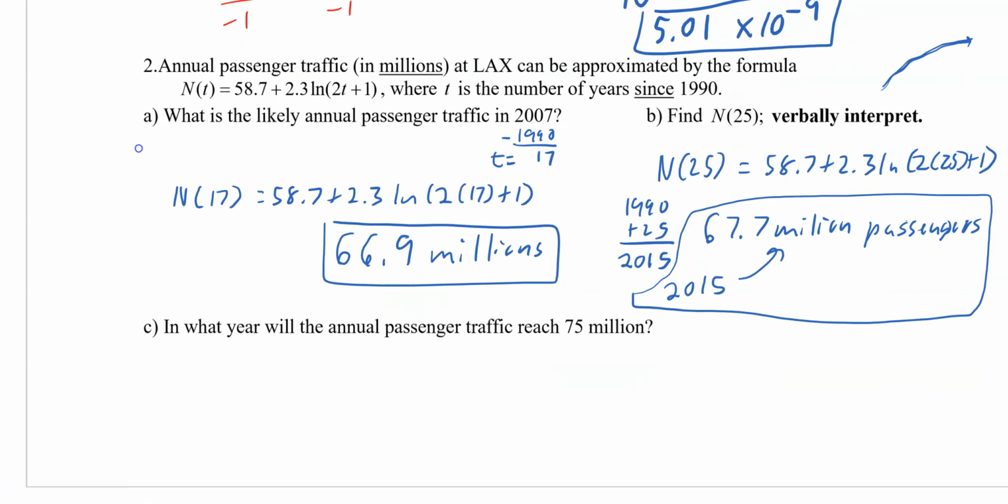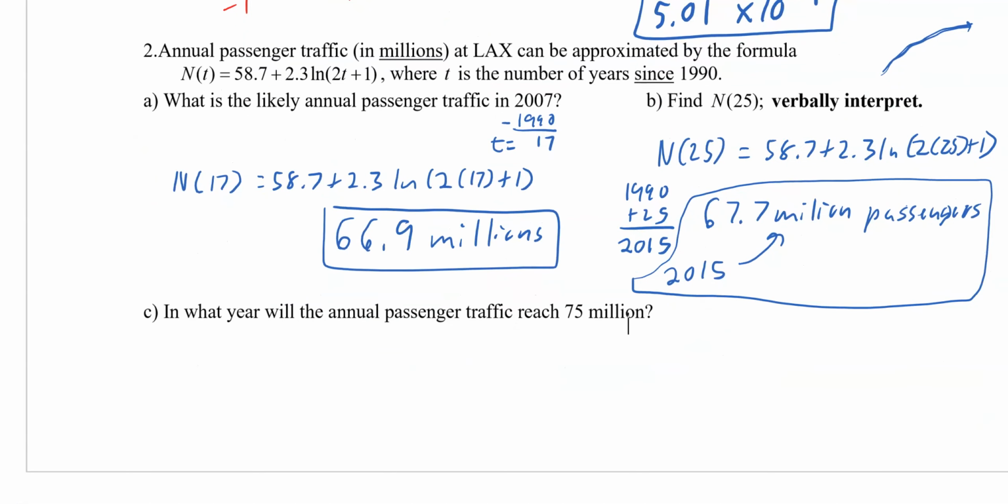Okay, and our last part here, what we're going to do now is the reverse as well. So what if we have 75 million passengers? That's what we want to know. When will LAX hit 75 million? So we have our n of t, that is 75. And so if we set that there, 58.7, and we now solve this logarithm, it will tell us the number of passengers.